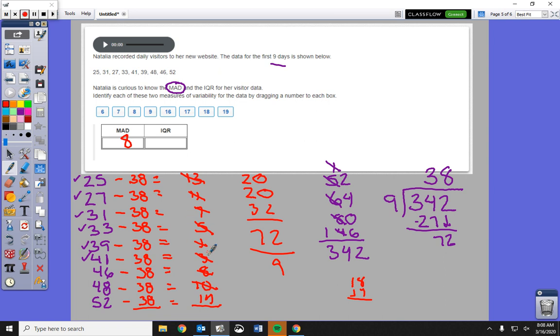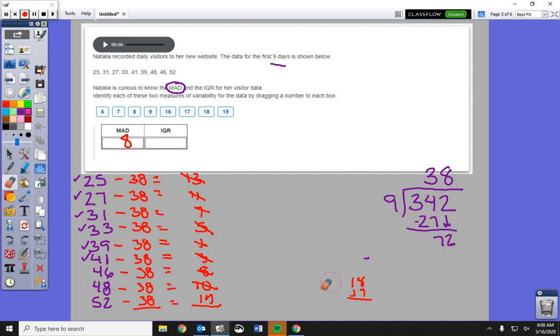Now, again, is the largest one 8 away? No. Is the smallest one 8 away? No. That's the average. So don't get confused with when we get a M.A.D that's how far every number is. It's just the average. Now I have to find the IQR.